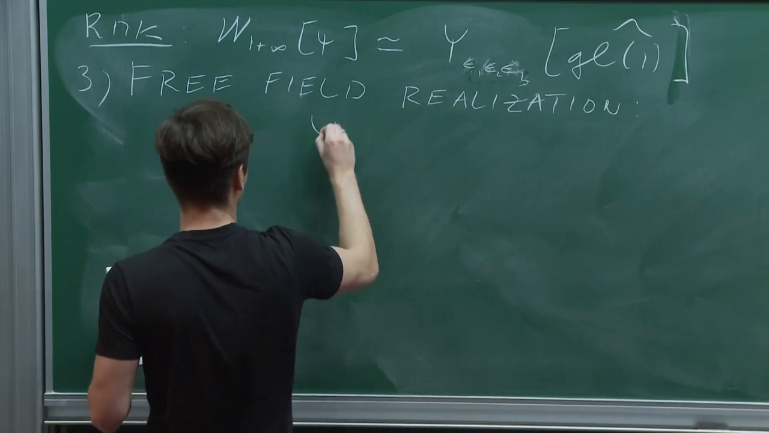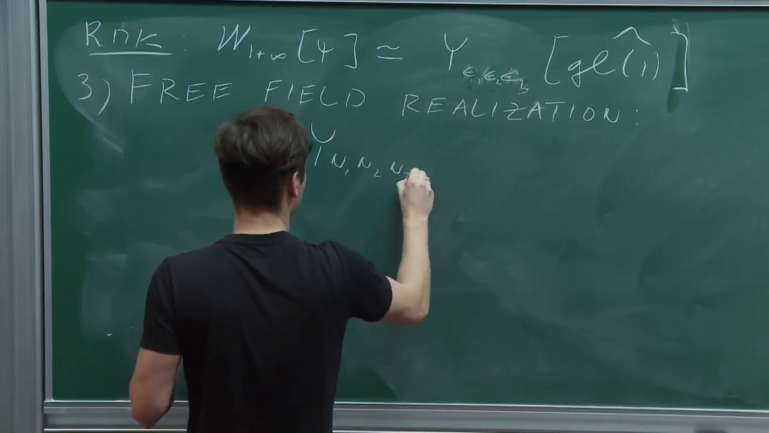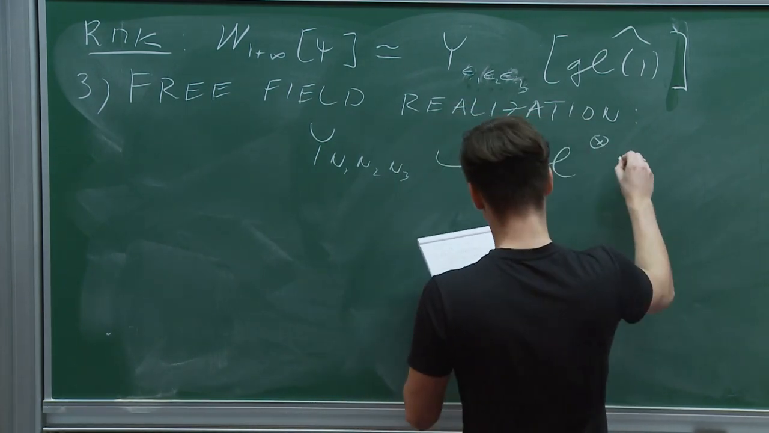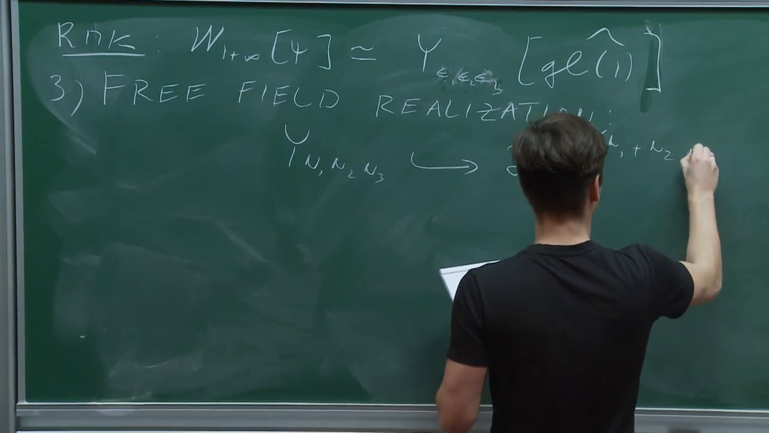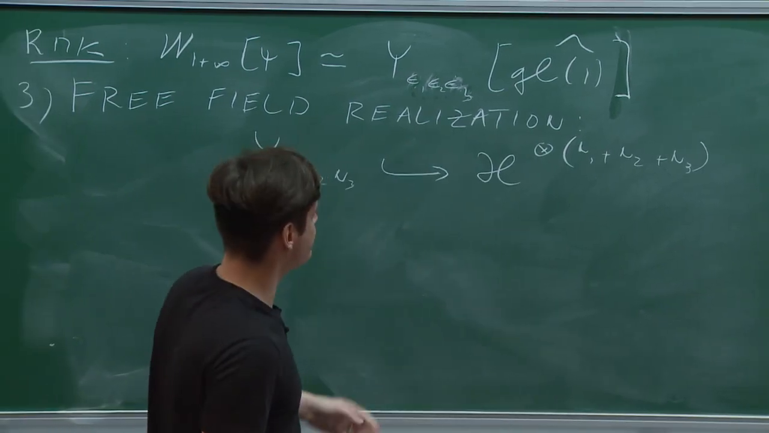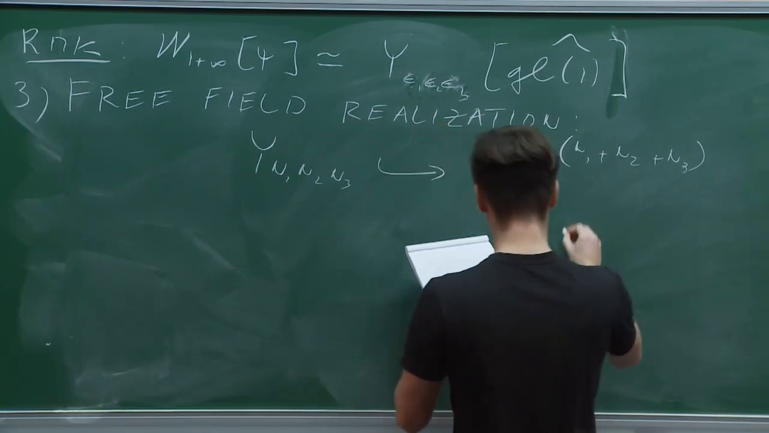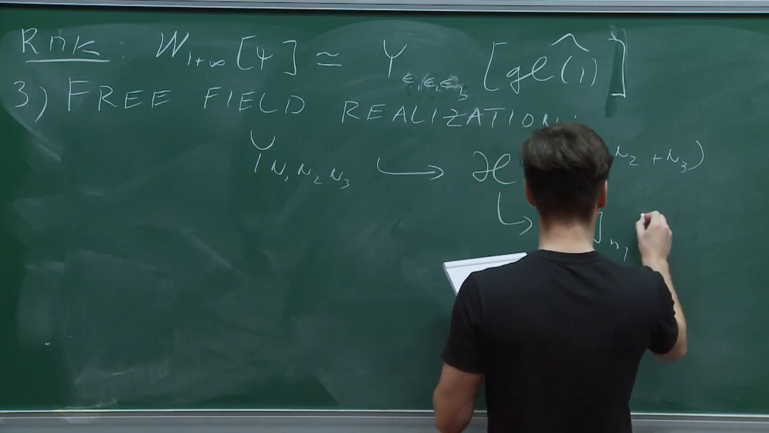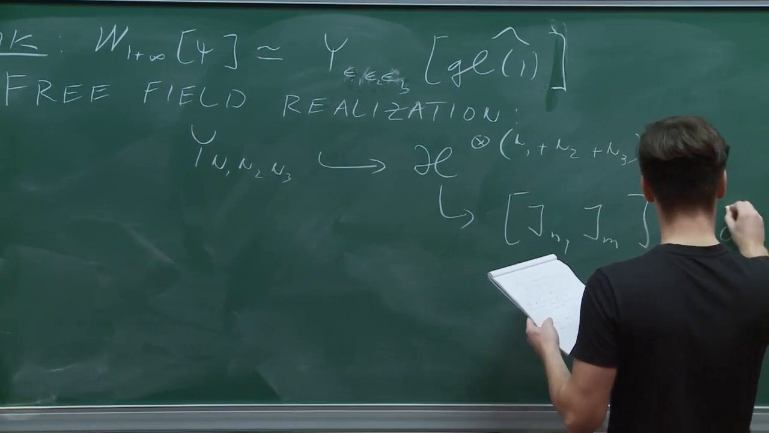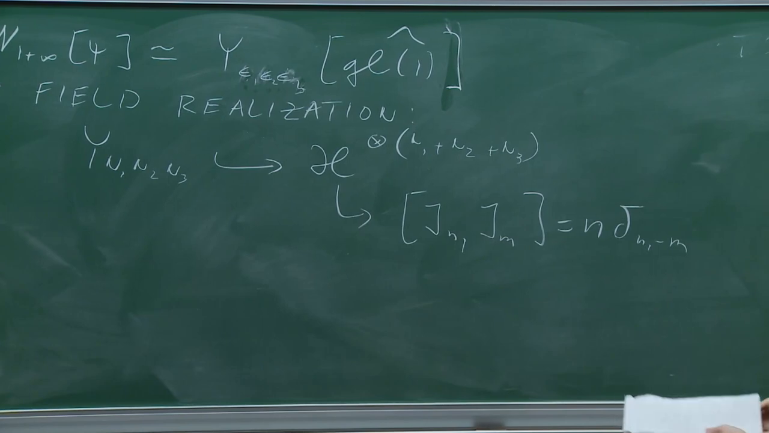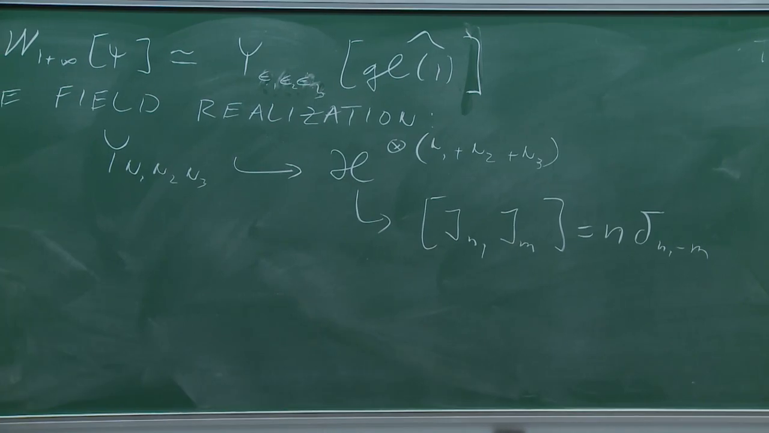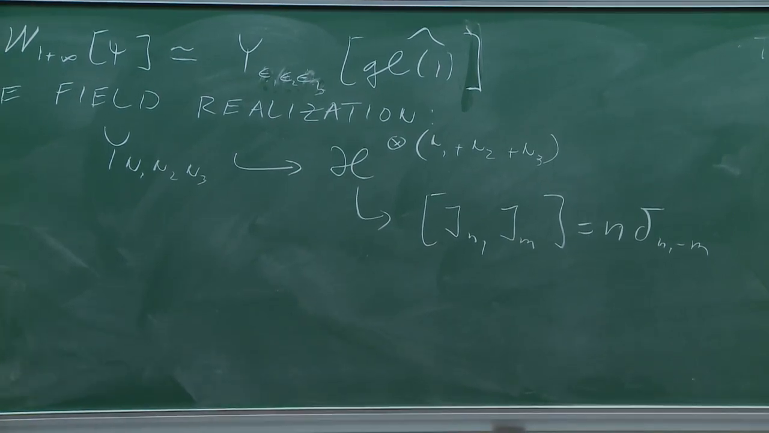Again, I won't be very concrete, but I'll just tell you that is why N1, N2, N3 can be realized as a subalgebra of a tensor product of N1 plus N2 plus N3 Heisenberg algebras, Heisenberg VOAs generated by J's with the following commutation relation. And I don't have time to give you the definition properly.